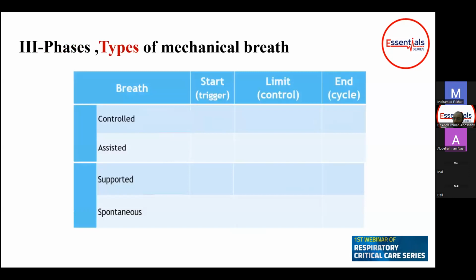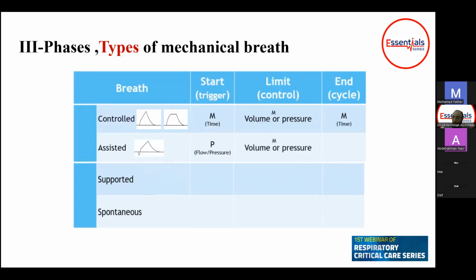As we remember from the basic ventilation training we all had, we have 4 types of mechanical breath. Controlled breath, which is either volume controlled or pressure controlled. The machine triggers, limits, and cycles this breath. Assisted breath, which is either a volume assist or a pressure assist, where the patient triggers the breath and the ventilator limits and cycles the breath. We have a supported breath and a spontaneous breath.